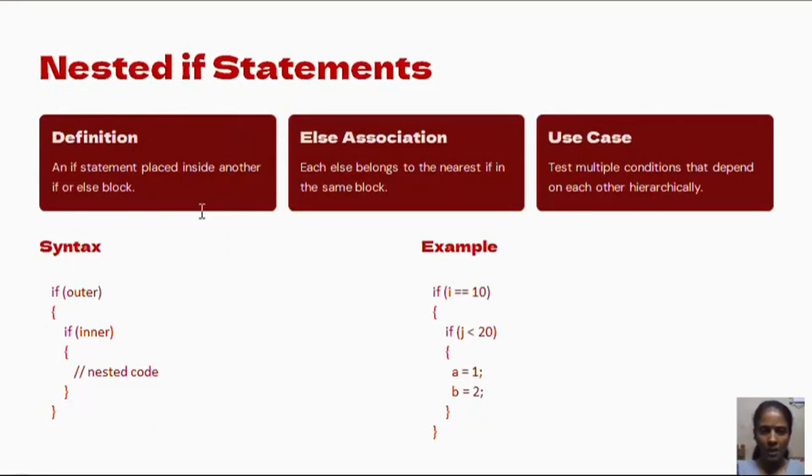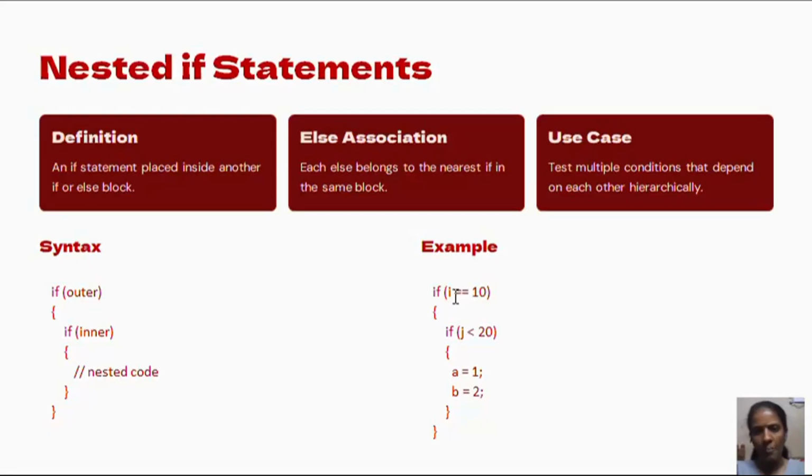Then the nested if statement. Here is the syntax. Here first we have an if followed by the condition. If this condition is true, inside this if block we will have one more if condition, that is a nested if. An if condition inside another if condition. So again, it will have some condition. If this condition is true, this nested code will be executed.